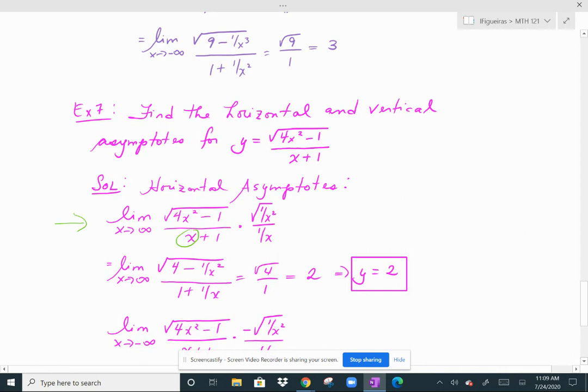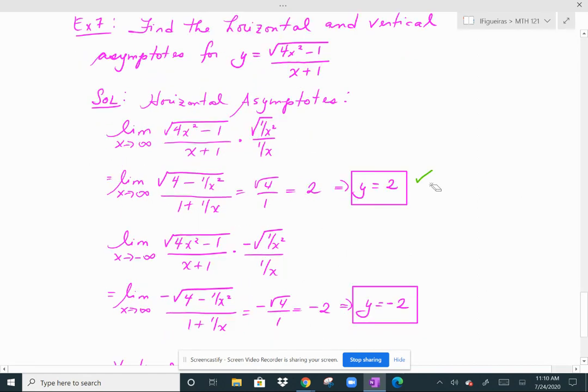So again, this is the driver. The reciprocal of x is 1 over x. But again, I can't multiply the numerator by 1 over x because I have a radical. So 1 over x is the same as the square root of 1 over x squared. And now I can distribute. And when I distribute, you get this expression. As x approaches infinity, the fractions, the minus 1 over x squared and the 1 over x, they both go to 0. So I'm just left with root 4 over 1, which is equal to 2. So I have a horizontal asymptote at y equal to 2.